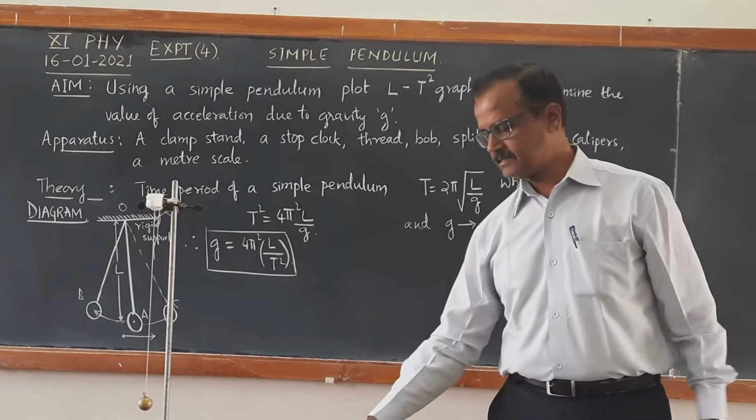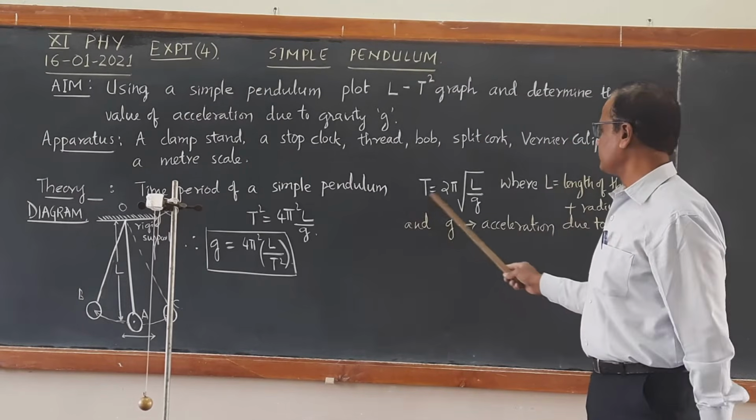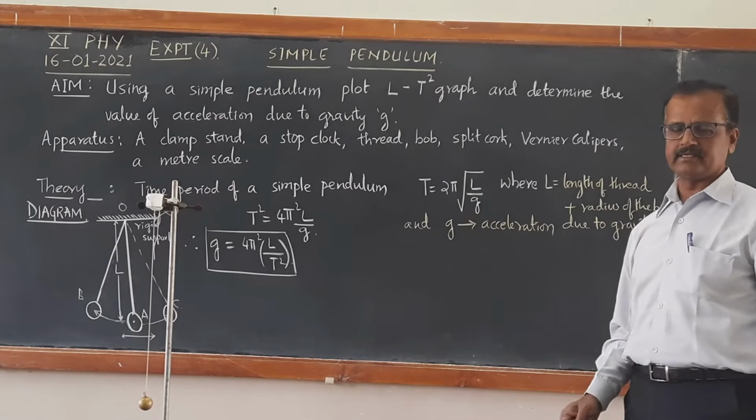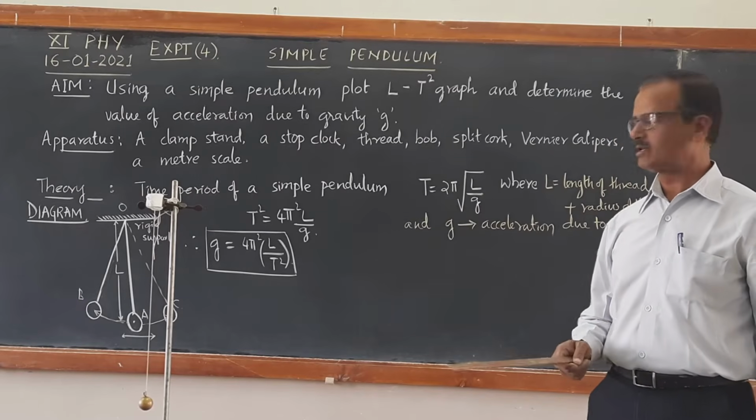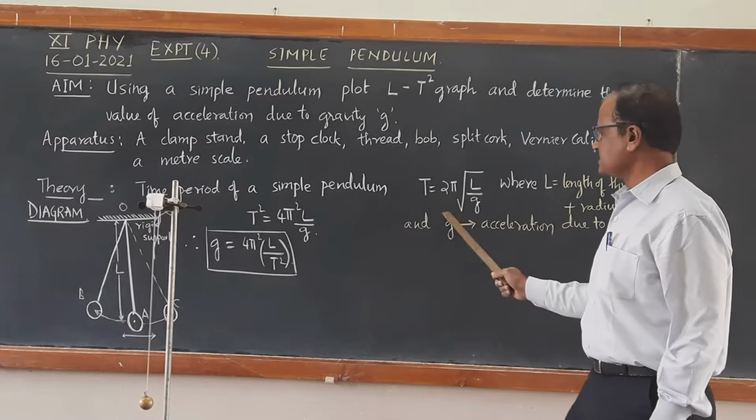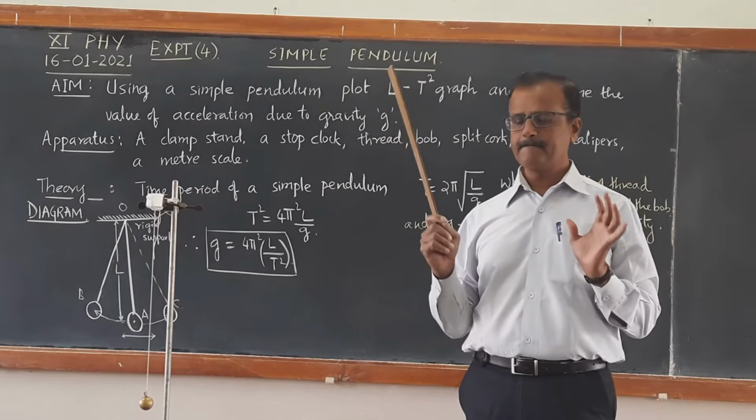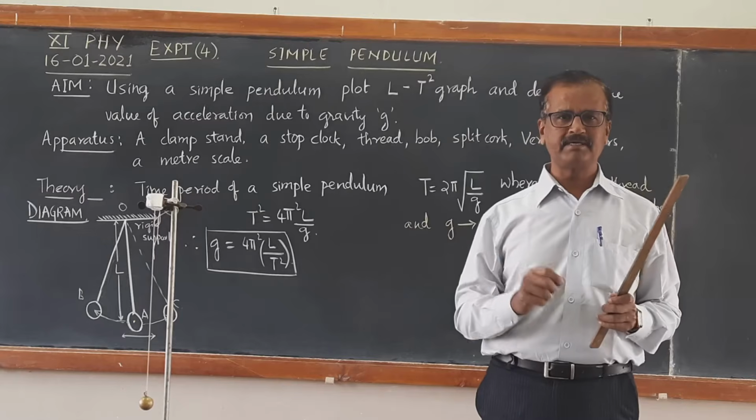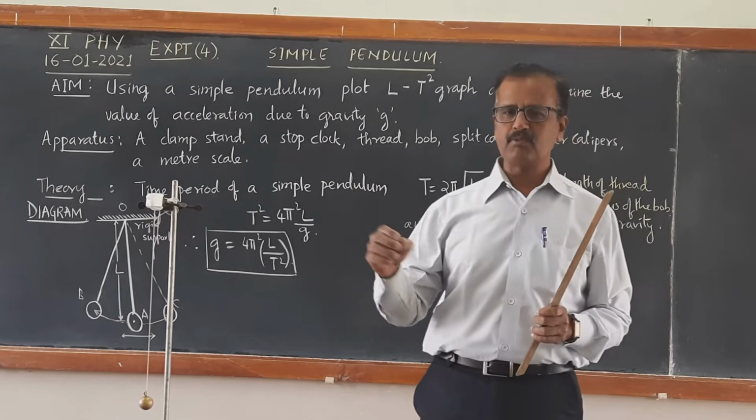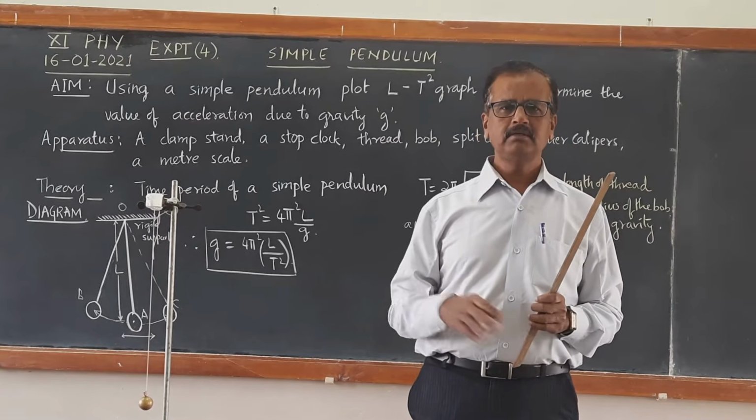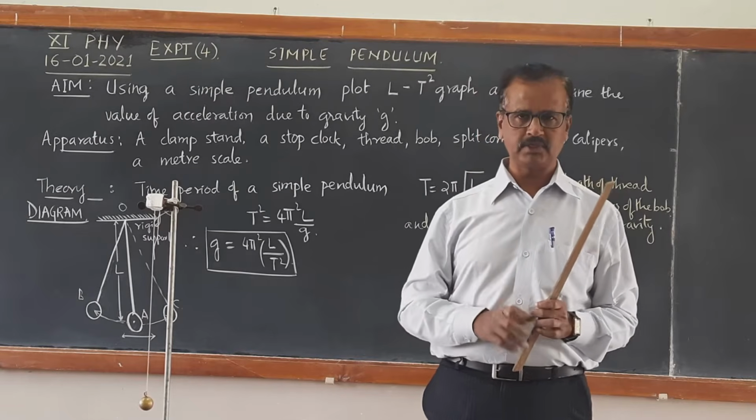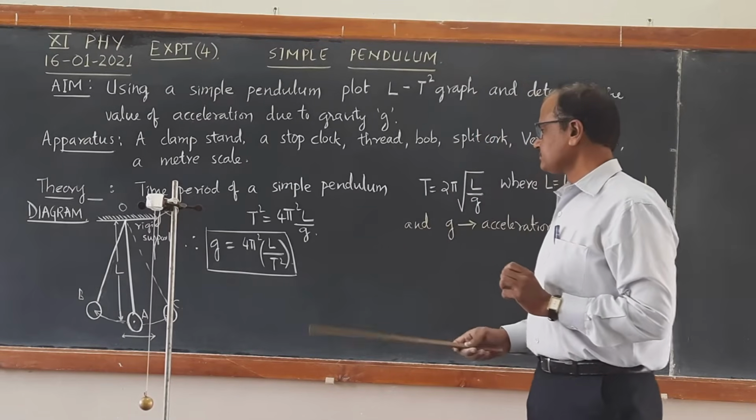What is the theory? The time period of an oscillating simple pendulum is given by T equal to 2 pi square root of L by G, where L is the length of the simple pendulum and G is acceleration due to gravity. This is the time period of oscillations of a pendulum for small displacements, and we got this equation by considering that for small displacements of the pendulum bob, the bob oscillates simple harmonically about the mean position. This is what we have learned in the theory.